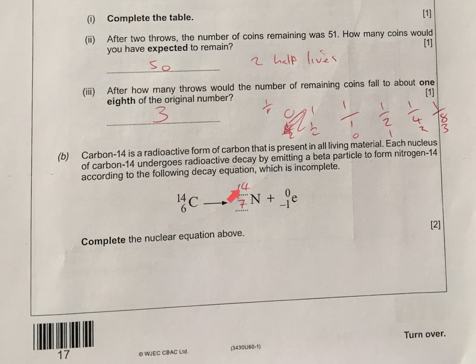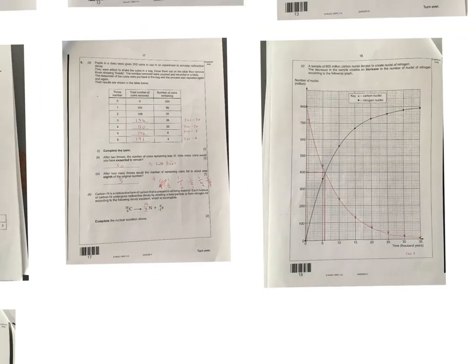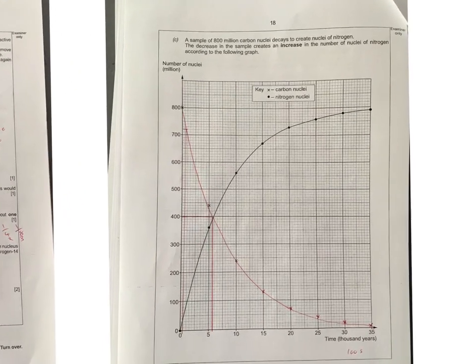Then everything on this side has got to add up to this side. So 14 plus 0 gives me 14. 7 plus minus 1, so 7 minus 1 gives me 6. 2 marks. Nearly there, nearly there.